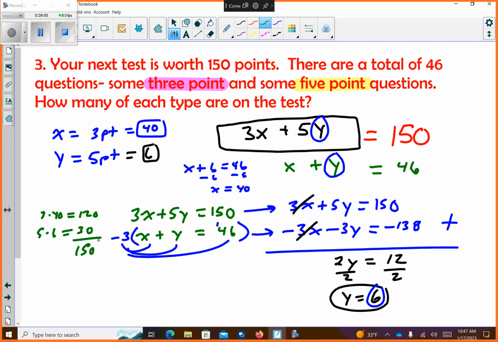This is a made-up test. I'm not going to give you a 150-point test. Thank God. I'm not going to give you a test with 46 questions on it. That might happen in college. I'll give you many more than 46.